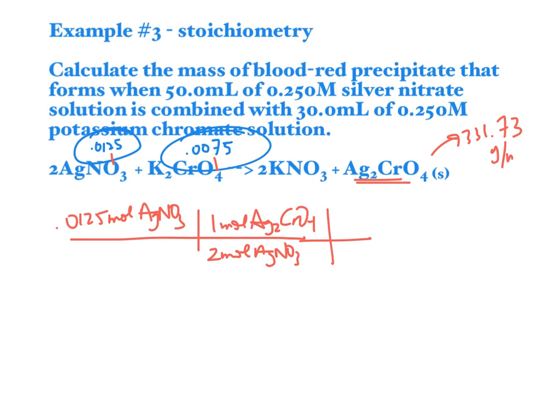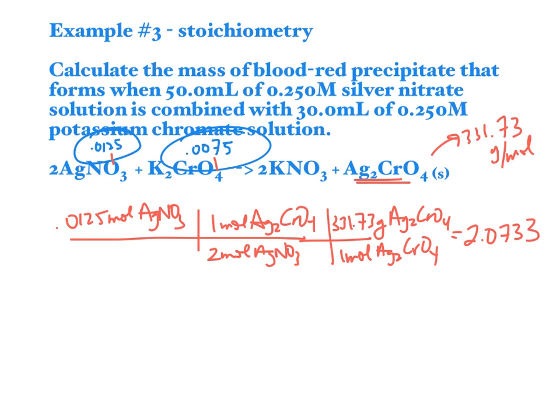The molar mass is 331.73 grams per mole by the time I add up 2 silvers, a chromium, and 4 oxygens. So when I go back to my wonder fraction here, 1 mole of Ag2CrO4 is 331.73 grams of Ag2CrO4. Yikes, that's a big number. By the time I do the math on this one, I've got that number times that number divided by 2. Don't forget to do that division part of the problem so you can get the right answer. We get 2.0733 as the answer by the time I calculate it out.